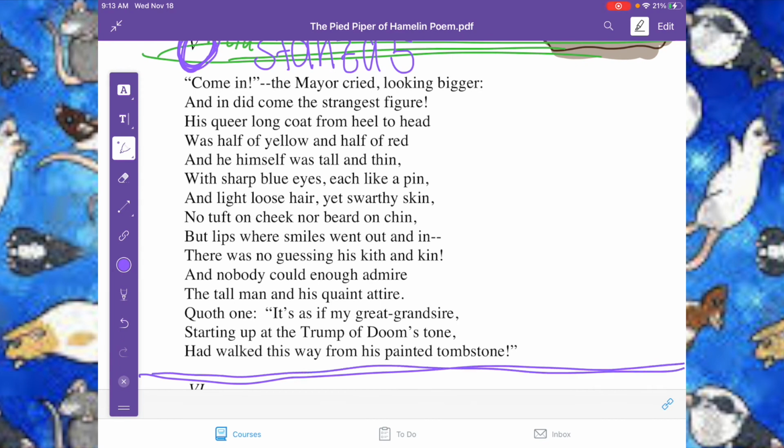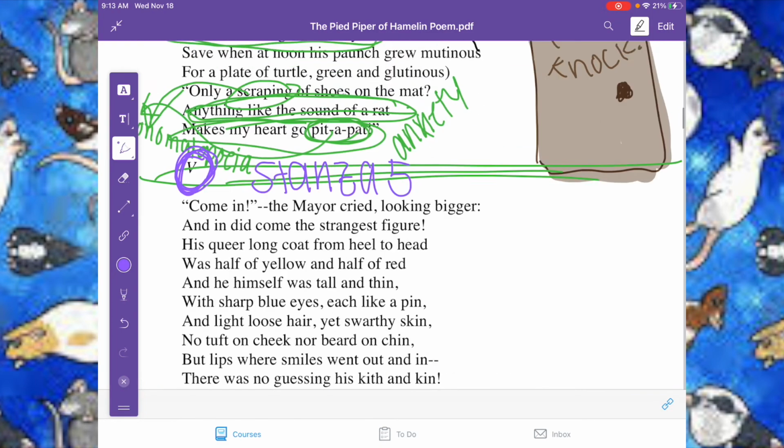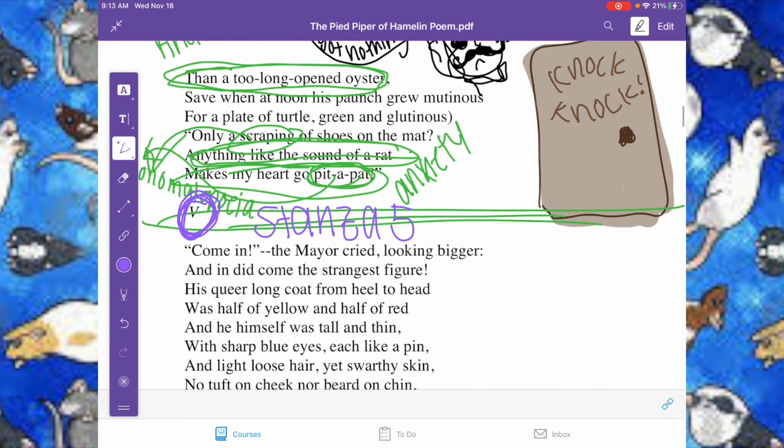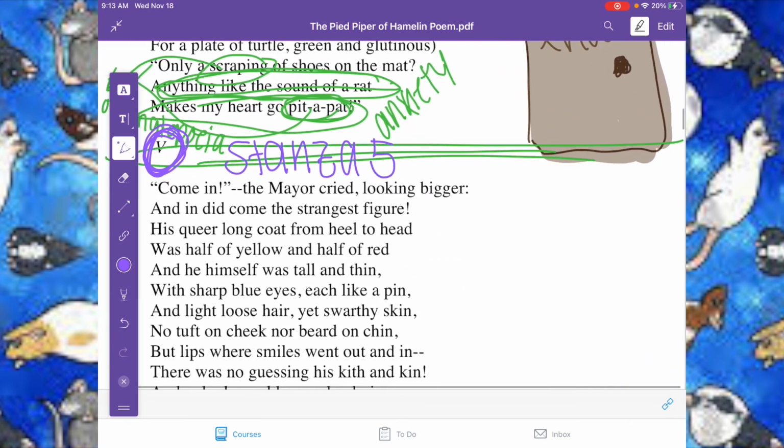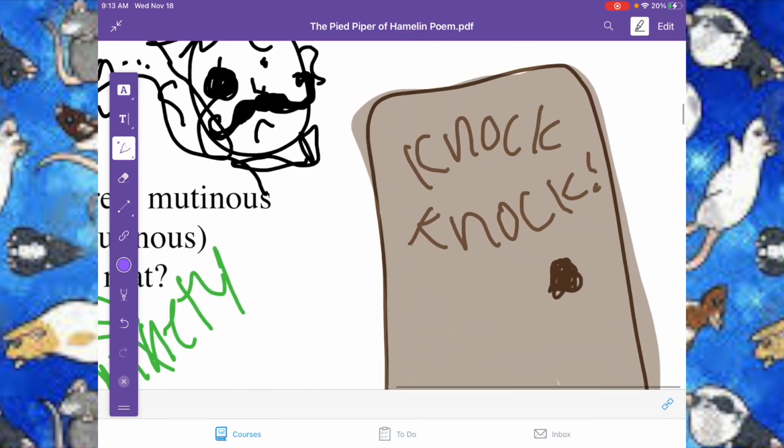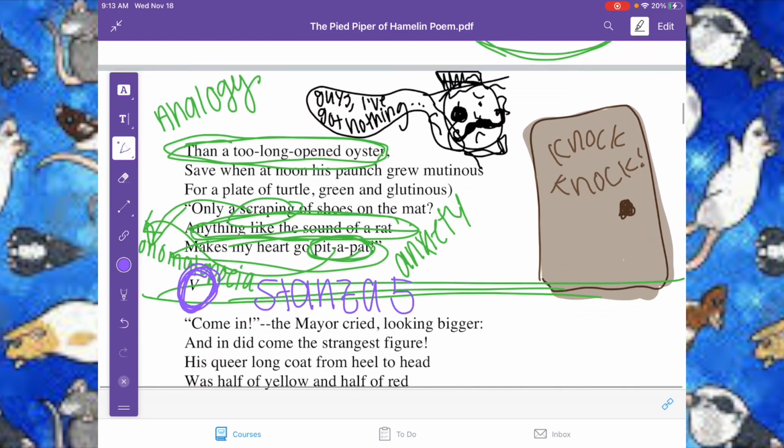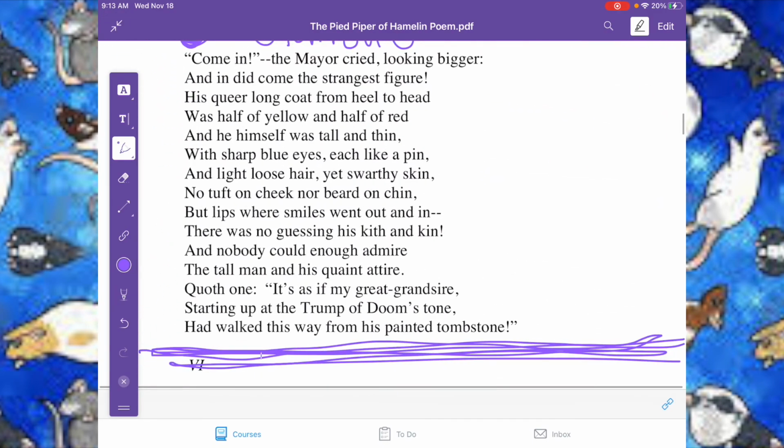Okay, so remember, Mayor's in a panic. He's having anxiety. He's going to get kicked out of the town and no longer be mayor if he can't solve the rat problem. He's about to give up. He's got nothing. When just as he's about to give up, there is a knock at the door. Knock, knock, knock. Let's see who it's going to be. "Come in," the mayor cried, looking bigger. And in did come the strangest figure.